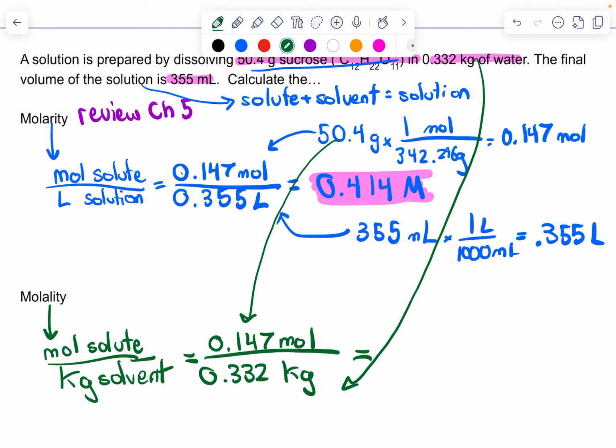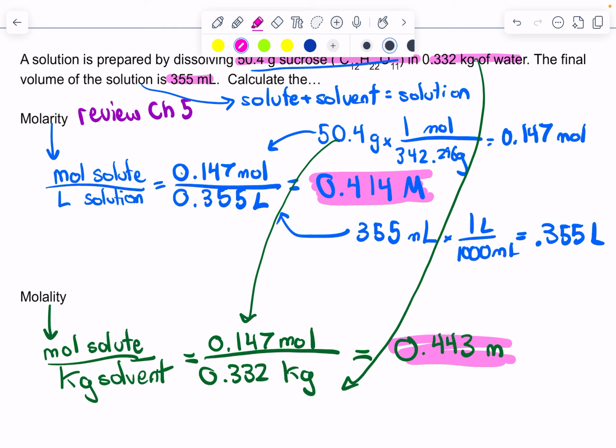So now I divide. This is often very close to the molarity, but not the exact same. And little m is the abbreviation here. Okay, so that's the molality. The reason why we need to know how to do both of these is because on Wednesday, we're going to see that there are certain calculations, certain equations that require the molarity and certain equations that require the molality.